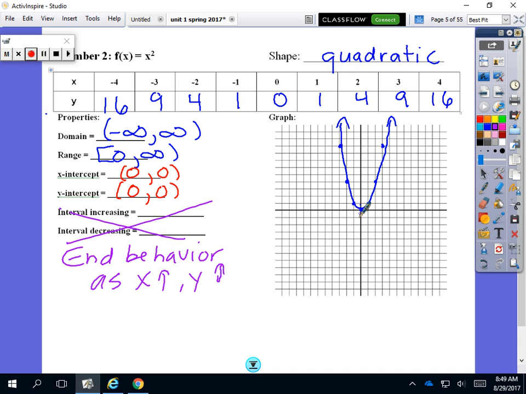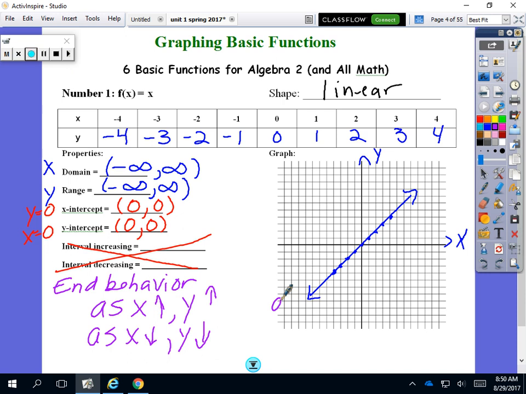But as my x's are getting smaller, I notice my y's are getting bigger. So as x decreases, my y's are still getting bigger. So on both ends, I'm up and up. Whereas in the linear function, we were down and up.